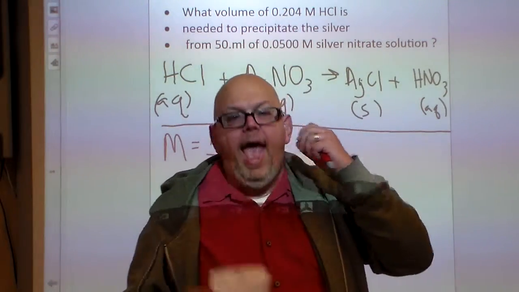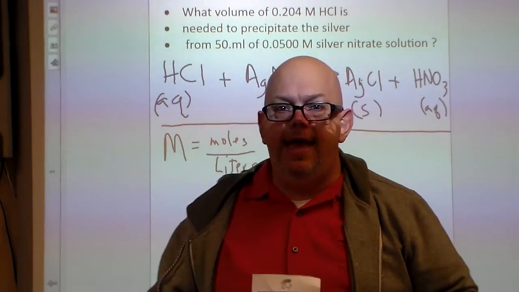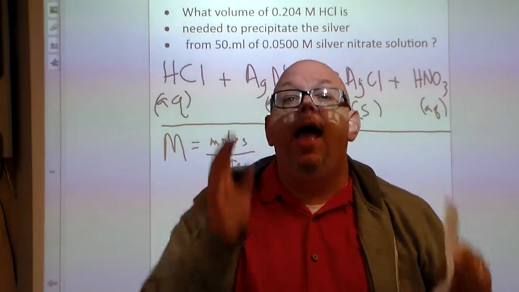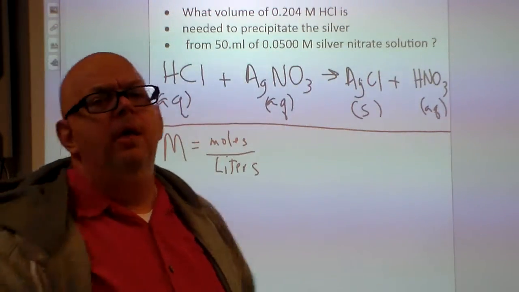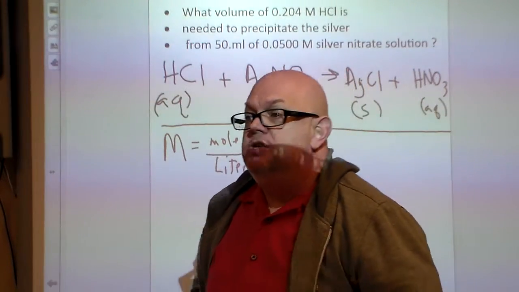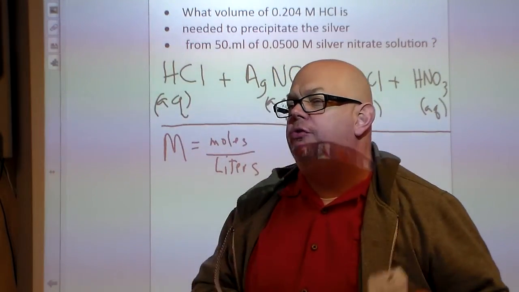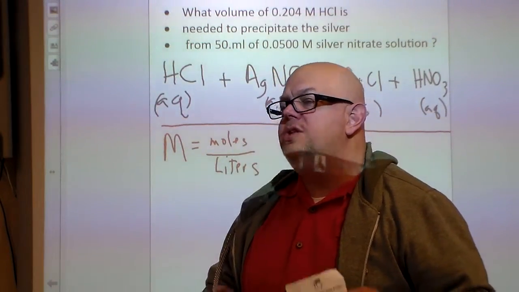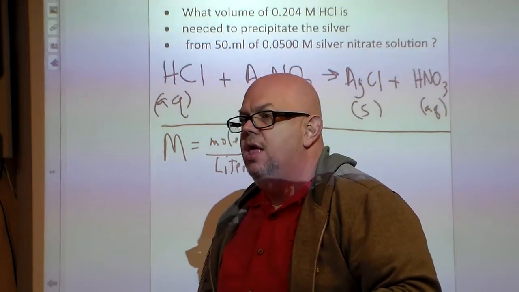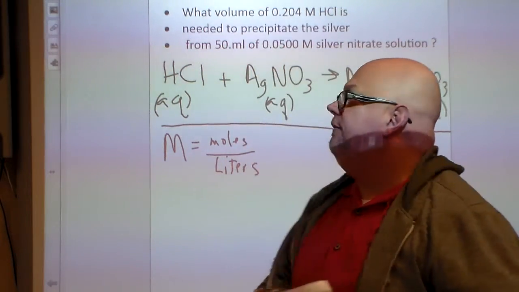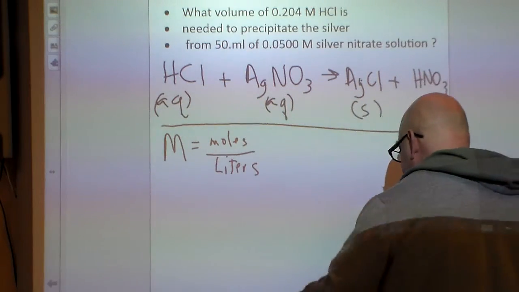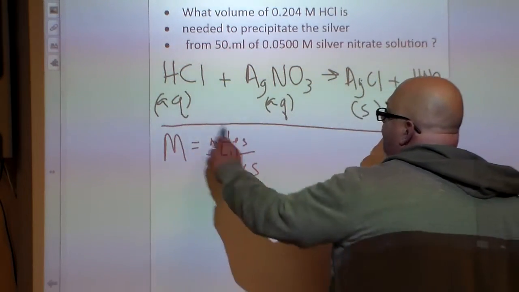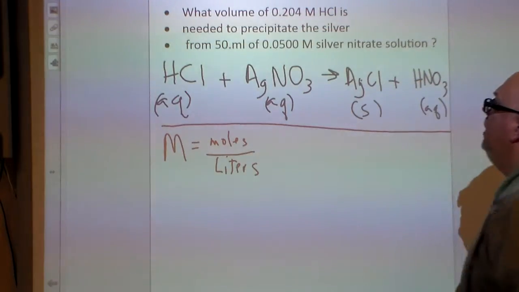But the thing is, how much silver are we going to get? That would be the thing. How many moles of silver? Remember, a mole is a number. A mole is a number. So we need to know how many moles of silver we have, because once we can figure that out, then we can go back and figure out the HCl. So how do we figure out the moles of silver? Well, remember, we have our molarity formula here.